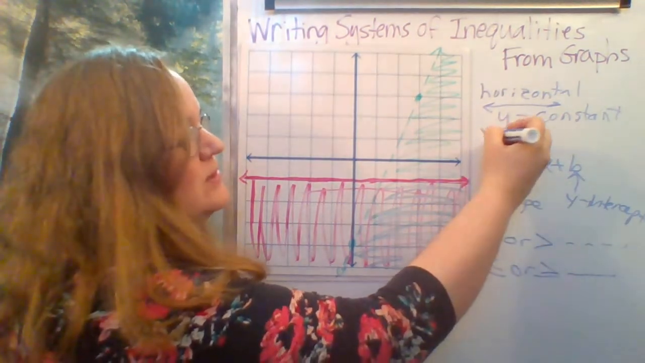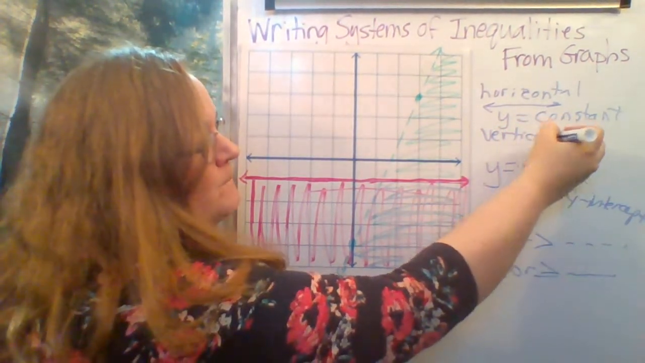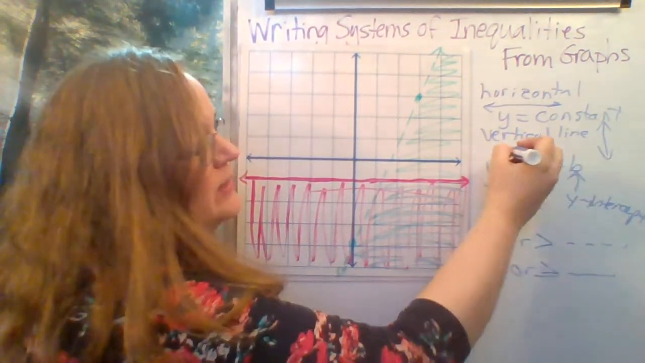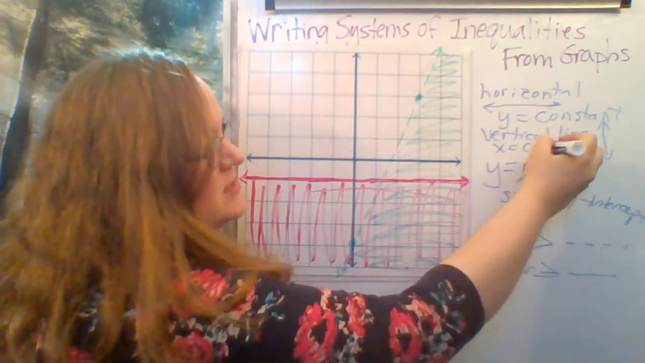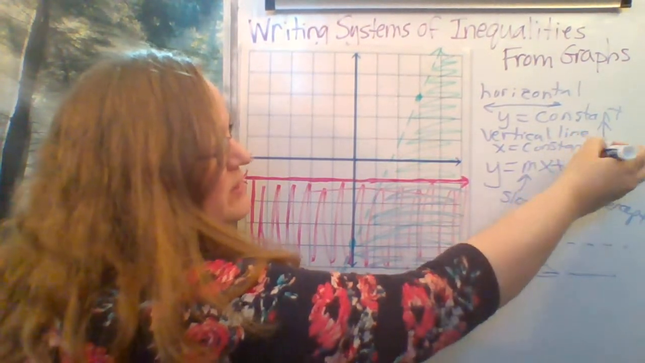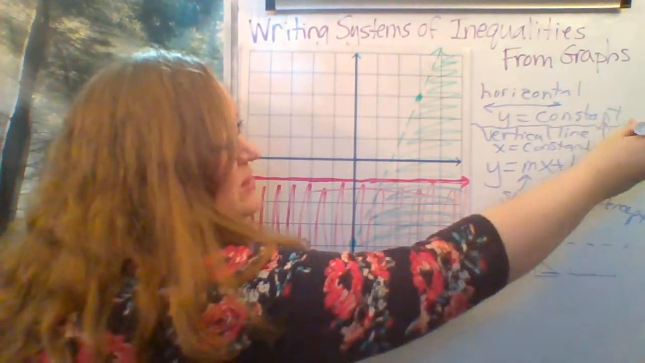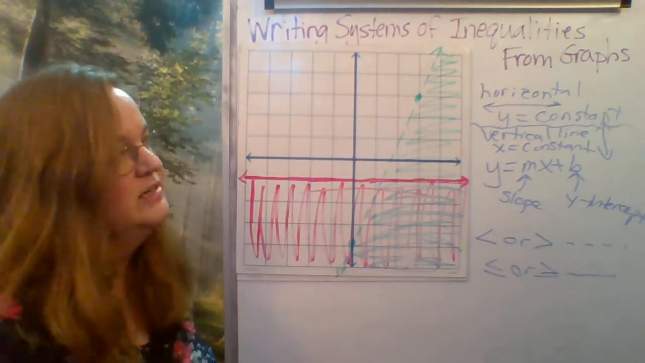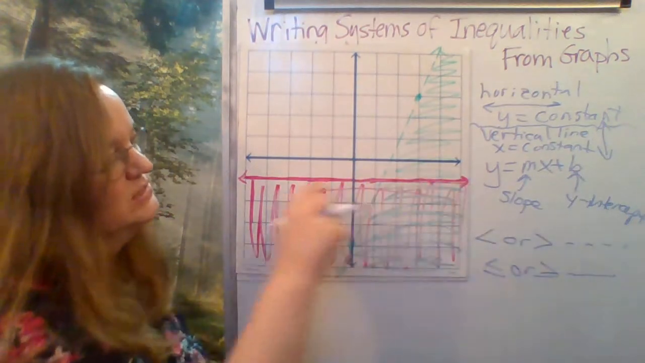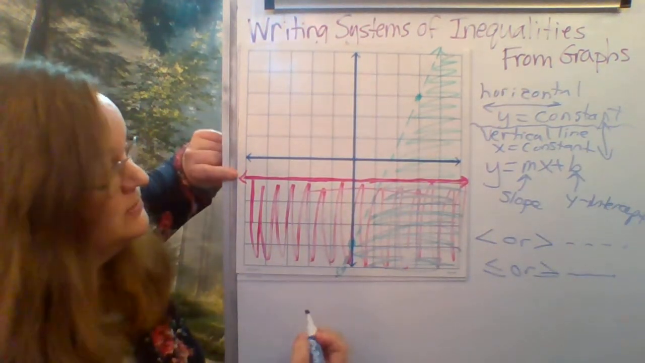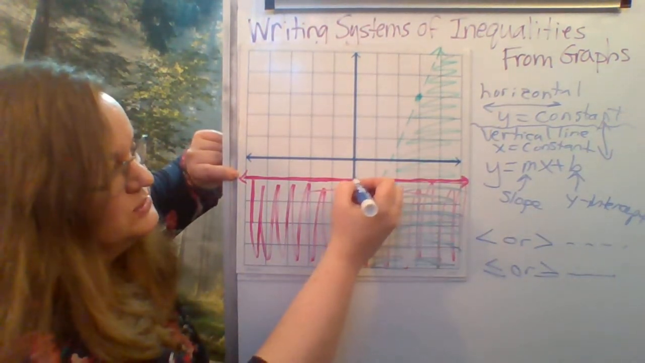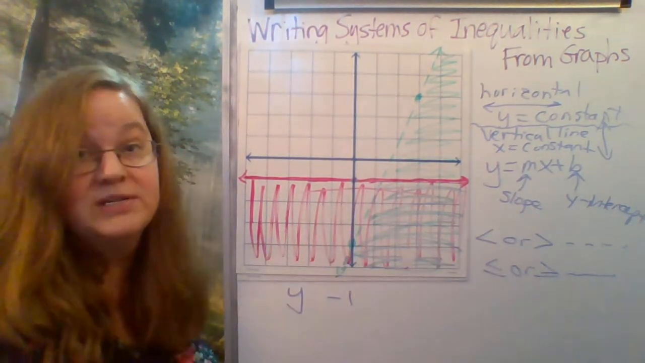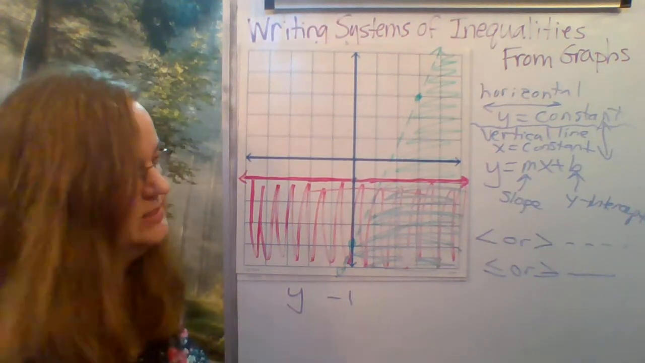If we have a vertical line, remember those go this way, it's going to be x equals a constant when we're talking about equations. And so we'll be looking at a similar thing, but with an inequality sign instead of an equal sign. So I have a horizontal line, so let's start with that one. The horizontal line goes through -1. So y is always equal to -1 no matter what x is.